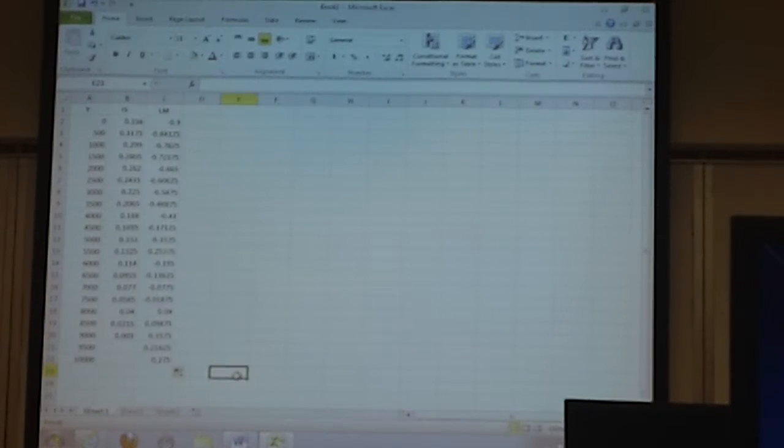Plus 0.0001175 times Y, by 500s now. So we drag it down to 1. So that's the LM curve. Now, where the IS is equal to LM, right here, at 8,000. So let's see how that works.